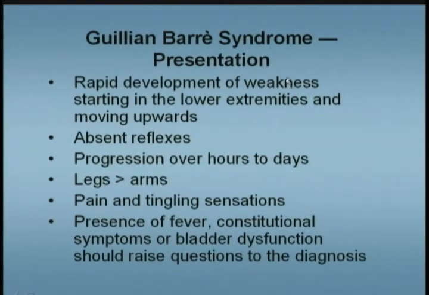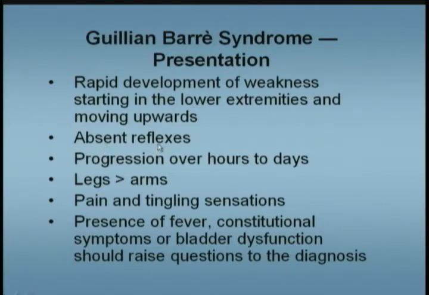Next, Guillain-Barré: weakness in the lower extremities, then upwards. Ascending weakness. Starts low, goes up, and knocks out your reflexes on the way.